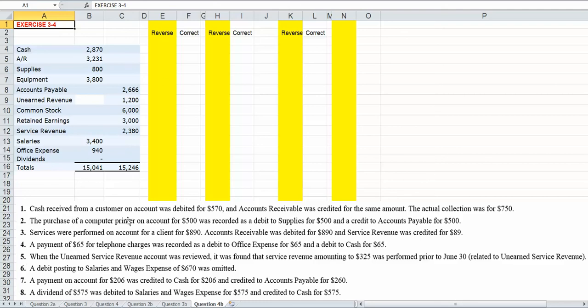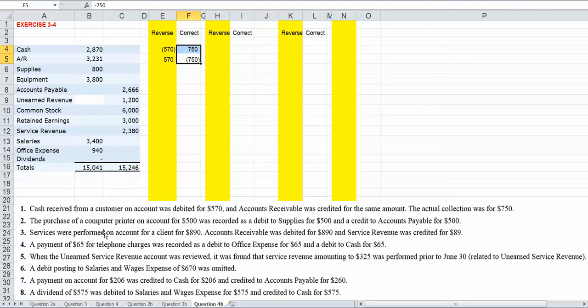We're told that we received cash from a customer on account, and we had debited 570 cash, and accounts receivable was credited for the same amount. But the actual correction was for 570. So this first entry we made was in error. So let's just reverse that entry. Let's take the money out of cash and put it back into accounts receivable. Now let's go ahead and record the correct entry, which would be to increase cash and decrease accounts receivable.